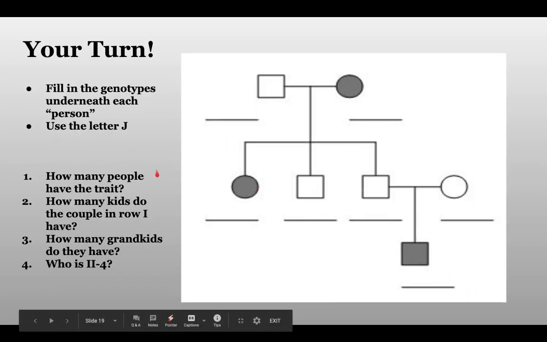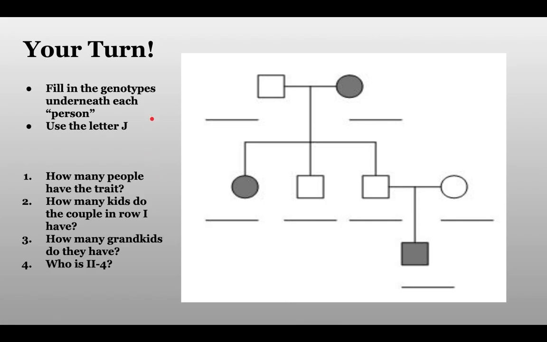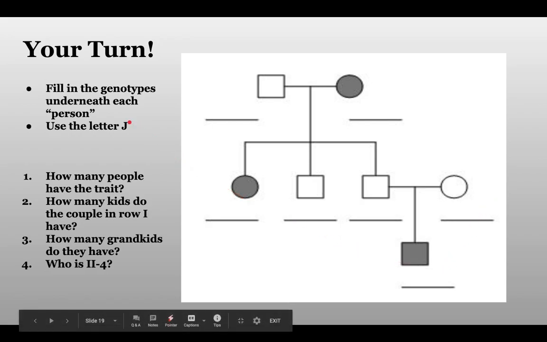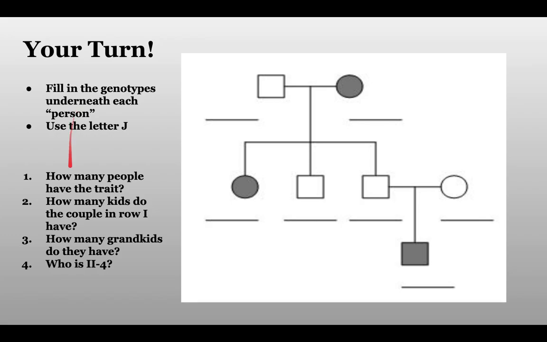Okay, here's what I'm going to have you do. We have a couple slides of practice for you. So you can go ahead and pause this when I'm done with the directions, and then we'll go through the answers. So first thing you need to do again, fill out the numbers. Then you're going to fill out the genotypes under each person, and use the letter J, please. And then answer these questions.